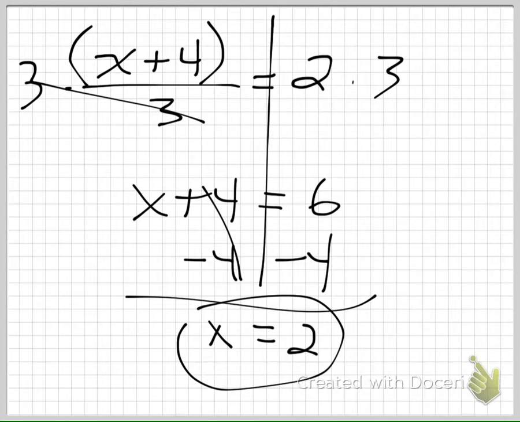That's a weird one, right? That one's a weird one because it looked like you were going to deal with the 4 first, but you weren't because it's in parentheses. Okay.